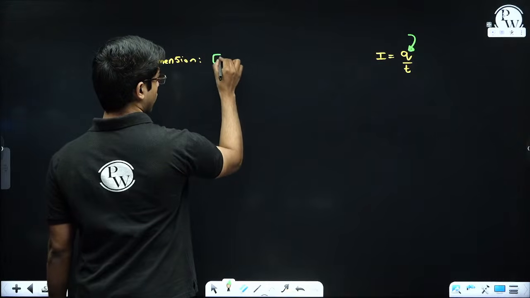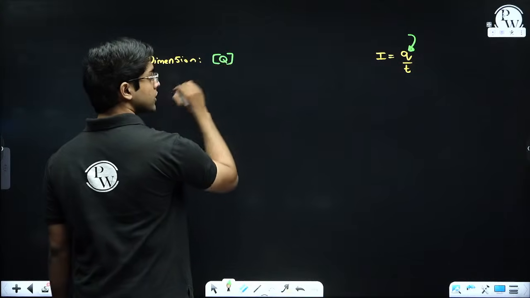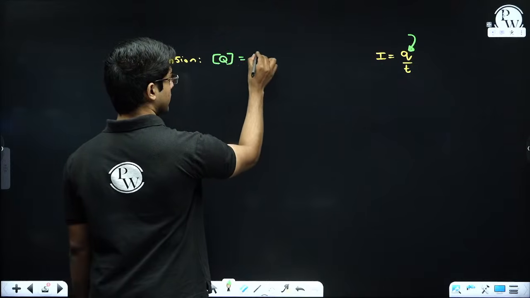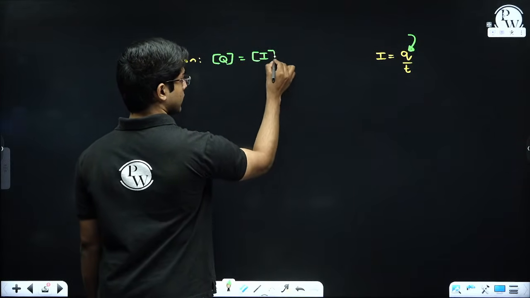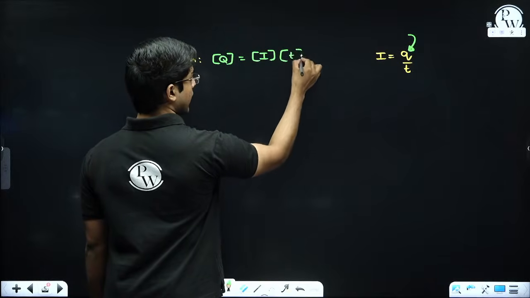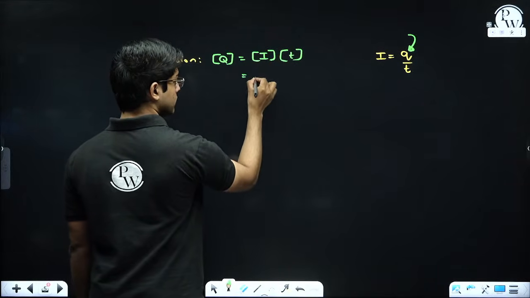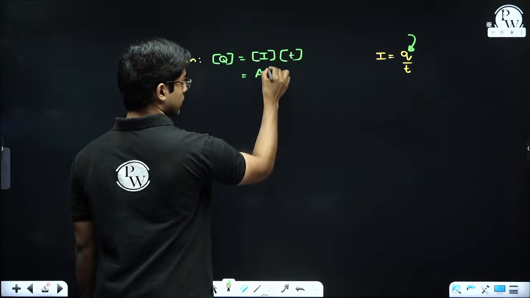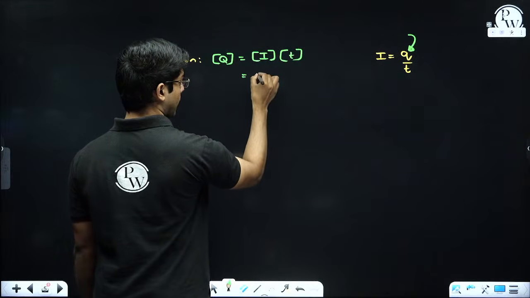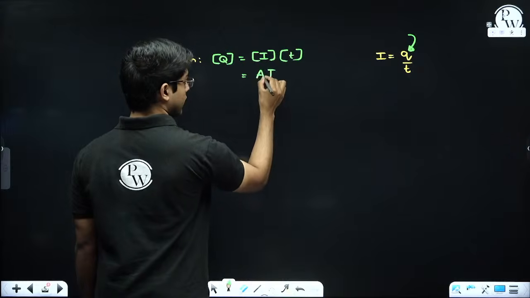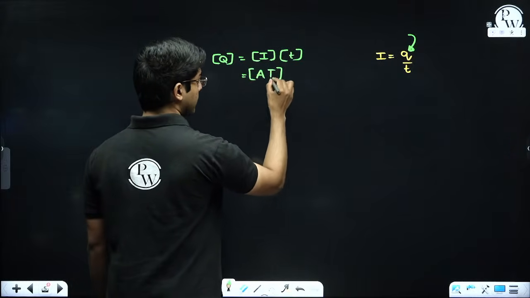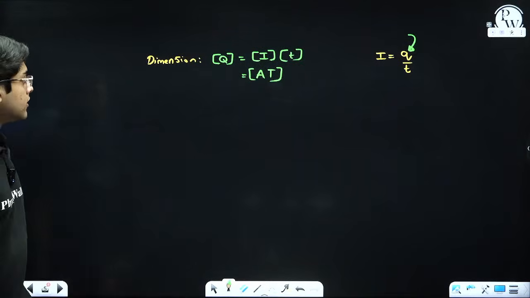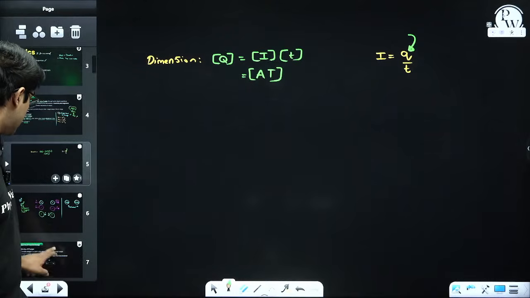For charge we usually use the symbol Q, capital Q or small q. So the dimension of charge will be the dimension of current into the dimension of time. Now current is a fundamental quantity, so we will write it as ampere raised to power 1, and time is also a fundamental quantity, so we will write it as t raised to 1. So the dimension of charge is ampere power 1, time power 1. That's the dimension of electric charge.